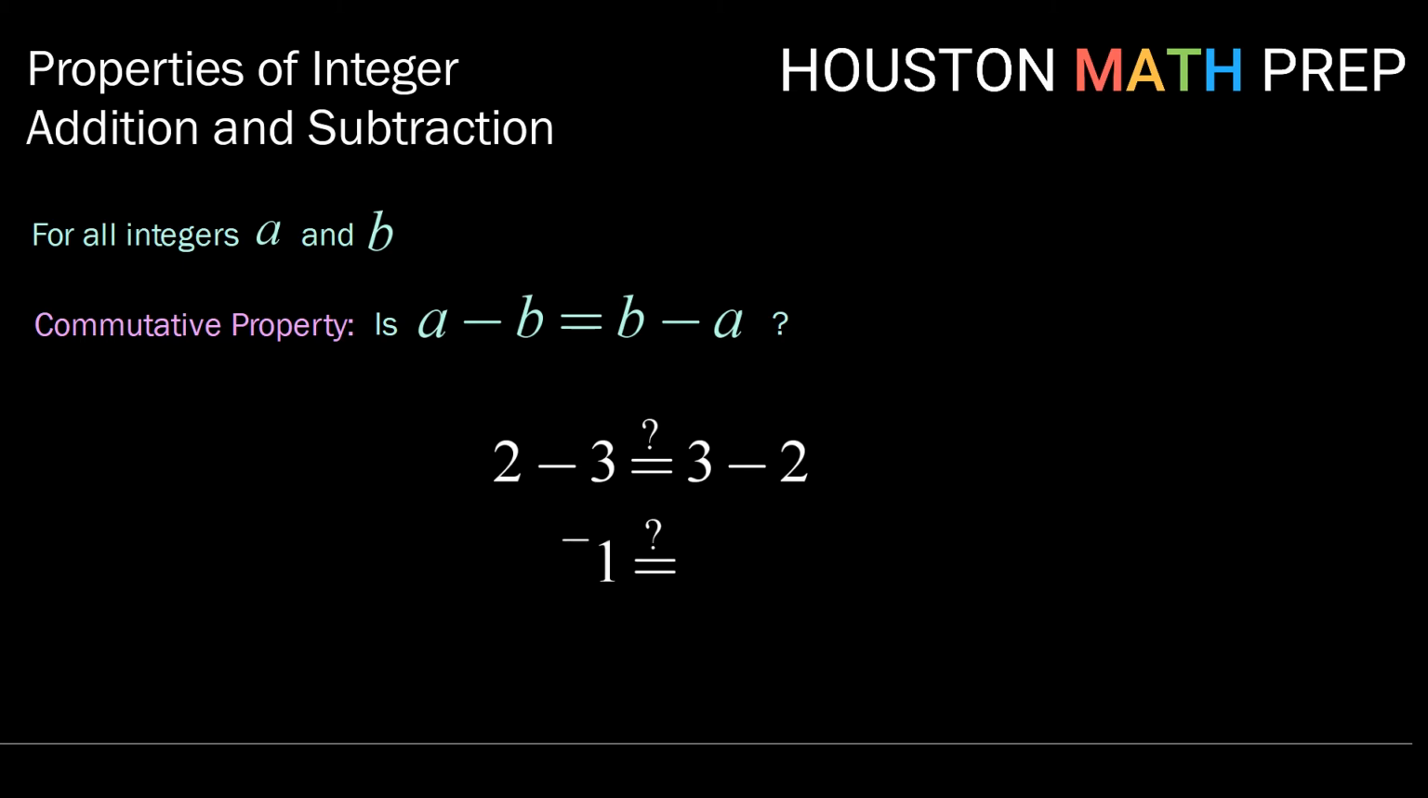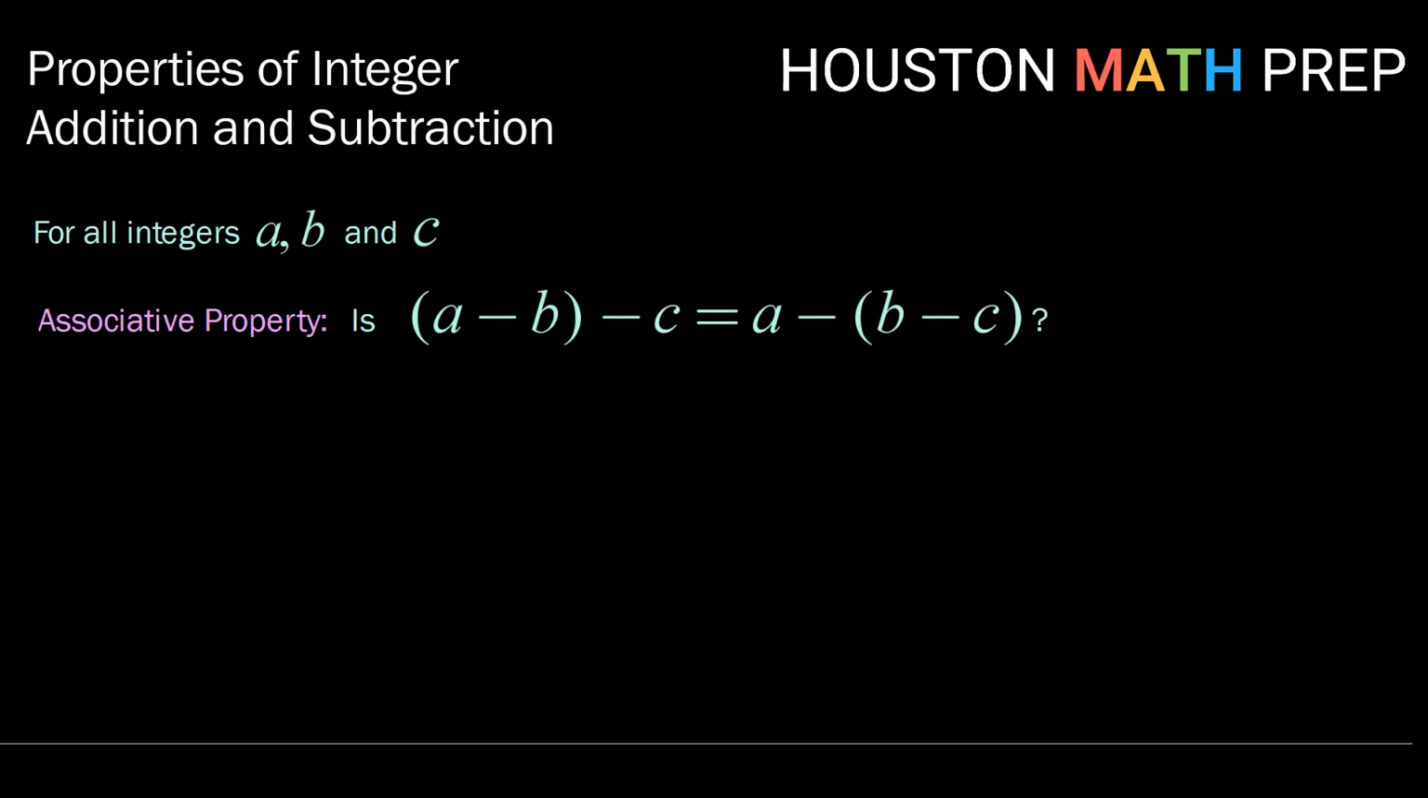So we know that 2 minus 3 would be negative 1. How about 3 minus 2? That would be positive 1, and certainly negative 1 is not equal to 1. So in this case, 2 minus 3 is not equal to 3 minus 2. So the commutative property does not apply to integer subtraction.